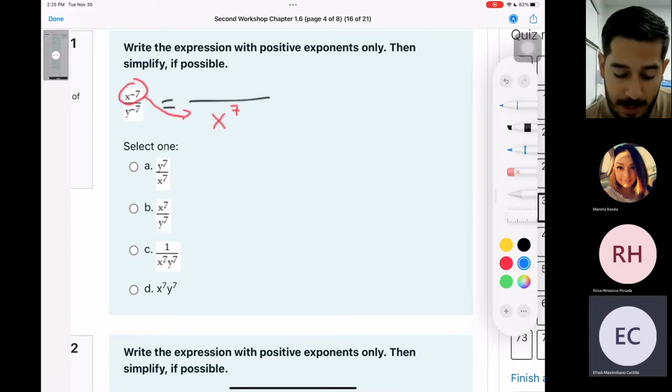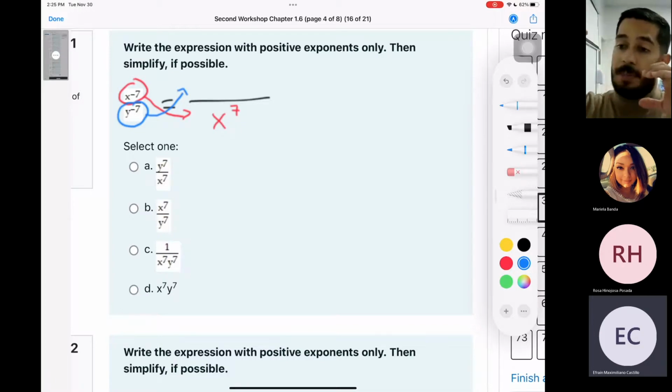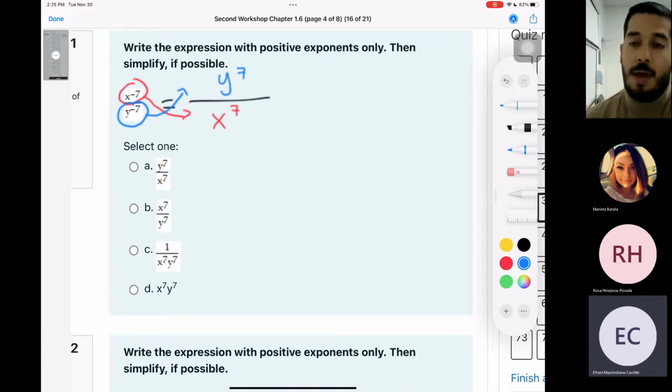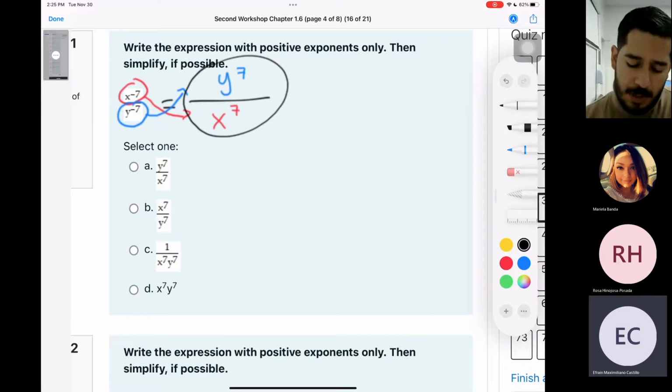Now the y is also a negative exponent, okay? And the rule says if I want to turn this into a positive exponent, I have to send it to the opposite side of the fraction. Right now it's on the bottom, so I'm going to send it to the top, okay? And if I send that to the top, then that exponent is going to become positive. So my answer right now, without any parentheses or any different x's, different y's around, this should be simplified. Also, I don't have any negative exponents, so I should be good to go. My answer should be y to the power of 7 divided by x to the power of 7.